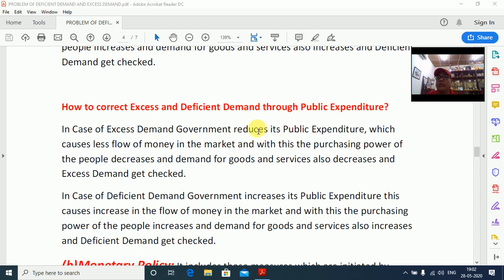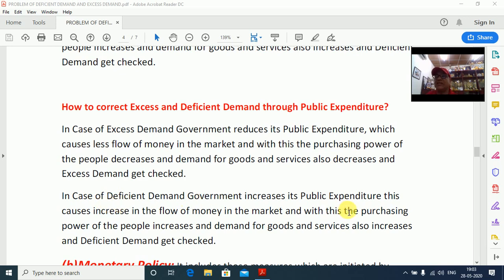So what will government do? Government will minimize its public expenditure. Government will not go for unnecessary public expenditure. Government will go only for necessary public expenditure. When government expenditure reduces, there will be less flow of money in the market. When less money comes in the market, purchasing power of people will decrease. When they have less purchasing power, they will demand less goods and services. And what is going to be checked? Excess demand.